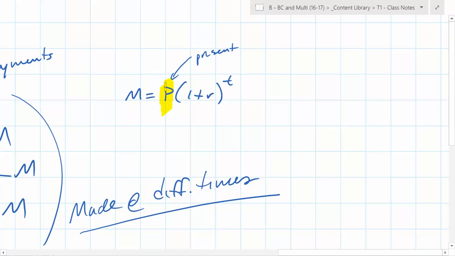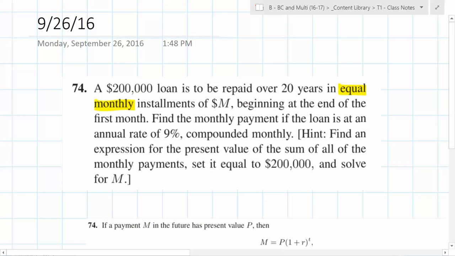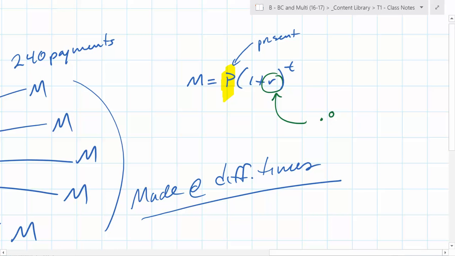So first of all, you have to be really careful. What's the R value in this case? 0.09 is the yearly interest rate, but you're compounding it monthly. You have to be very careful. So what's the R value going to be? 0.09 over 12, and that's equal to 0.0075. Are you okay with that so far? So that's the interest rate you're dealing with.